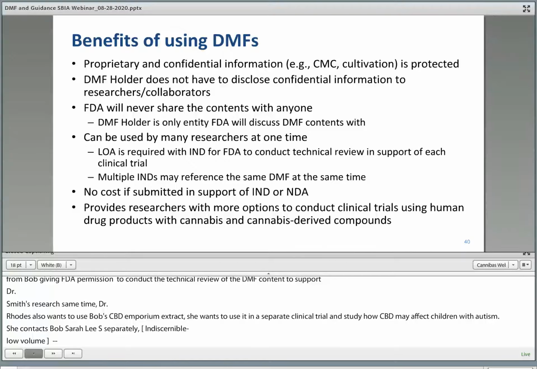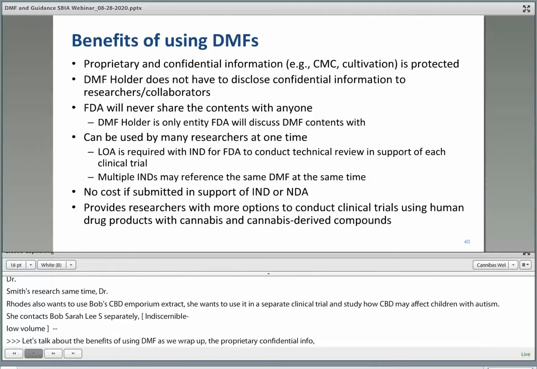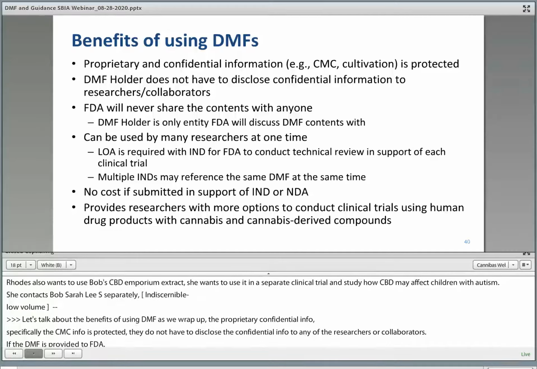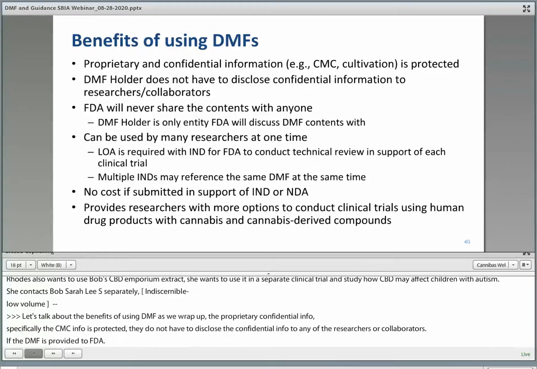So let's talk about the benefits of using DMF as we wrap up here. The proprietary and confidential info, specifically the CMC info, the botanical raw material info, is protected. DMF holder doesn't have to disclose that confidential info to any of the researchers like Dr. Smith and Dr. Rhodes or any other collaborators if that DMF is provided to FDA. And then FDA never shares the contents with anyone. It's only between the DMF holder and the other entity. Excuse me, the DMF holder and FDA are the only 2 entities that will discuss the DMF contents.